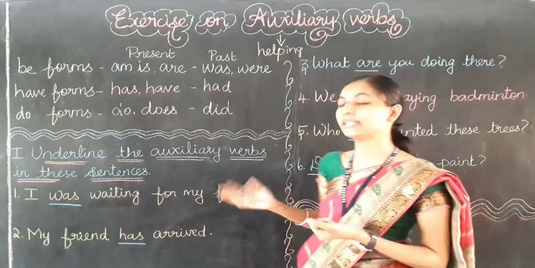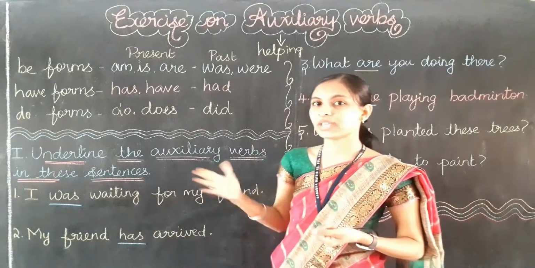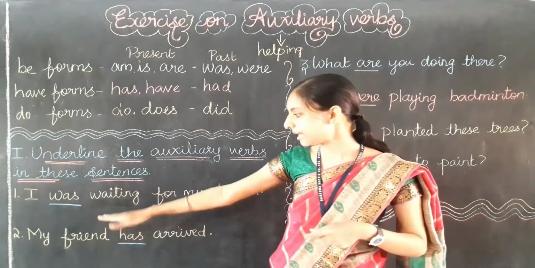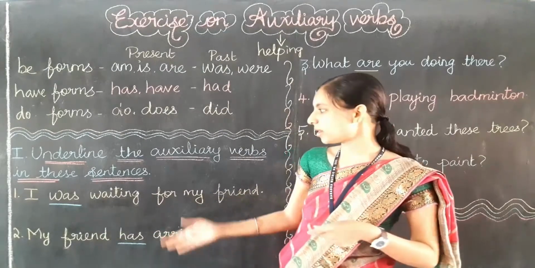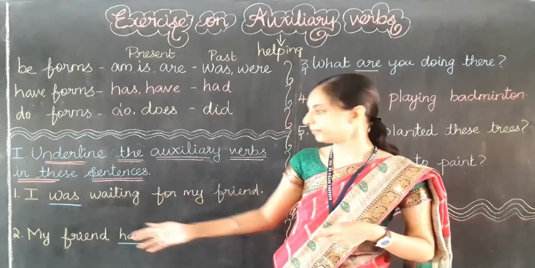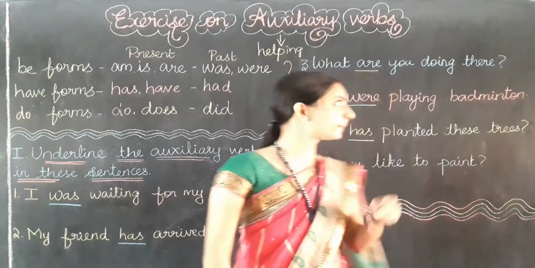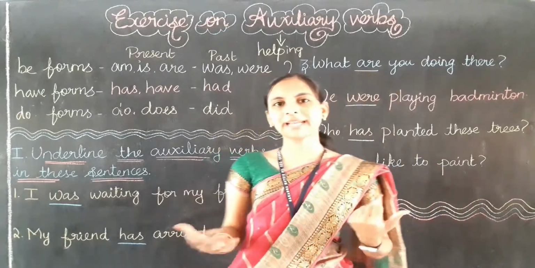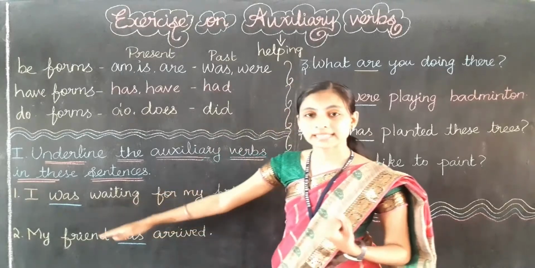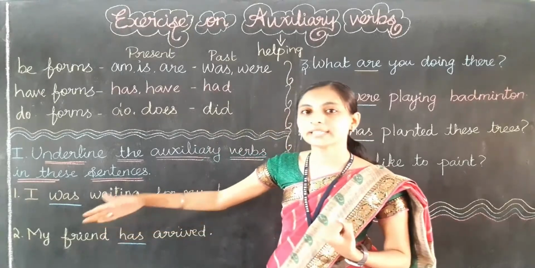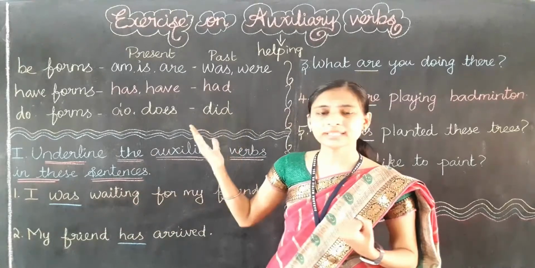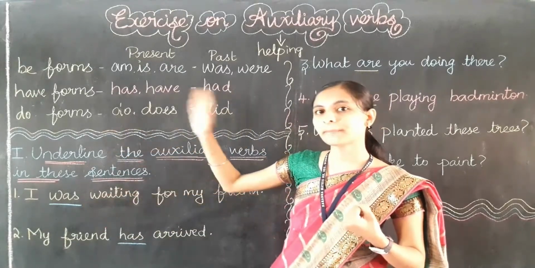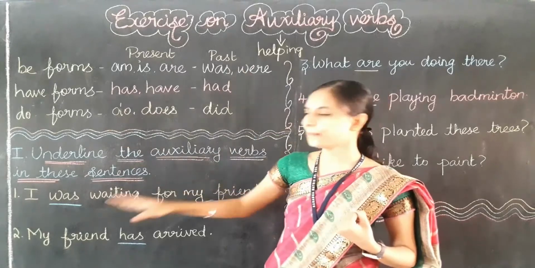So what have we done in this video? Yes, we have found the auxiliary verbs in sentences and then we have underlined them. Am I right? So what are the auxiliary verbs we have found here? Was, has, are, were, has, do. So here, can you tell me whether the auxiliary verb was represents the present form or past form? Was will be a present time verb or past time verb? Yes, was is a past time verb.